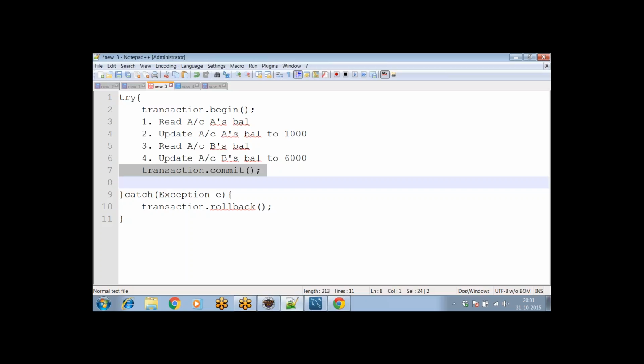By calling the commit method, we can make those changes permanent. I can say we can make the changes permanent. So hope you people got it.